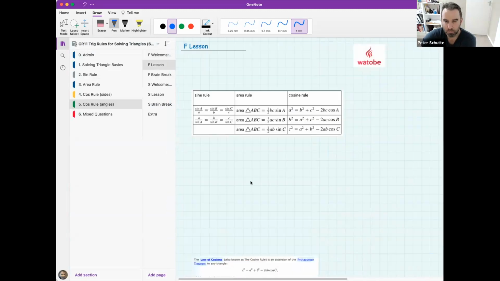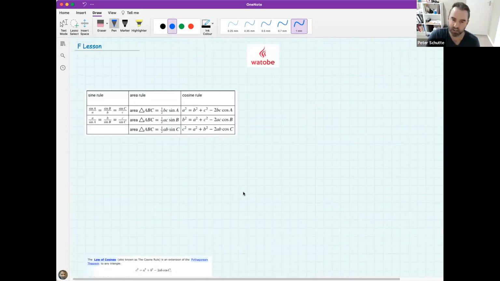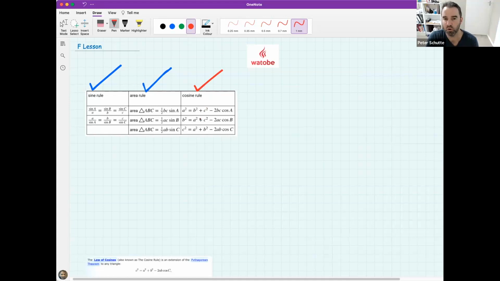So in this module, what we've been doing so far is we've learned how to solve triangles. Now, what do we mean when we say solve triangles? We mainly mean to find their sides, to find their angles, and we learned about something called the sine rule, and then we learned about something called the area rule, and then in the last lesson, we were talking about something called the cos rule or the cosine rule. And in these statements of the rules, the little letters are the sides and the big letters are the angles.